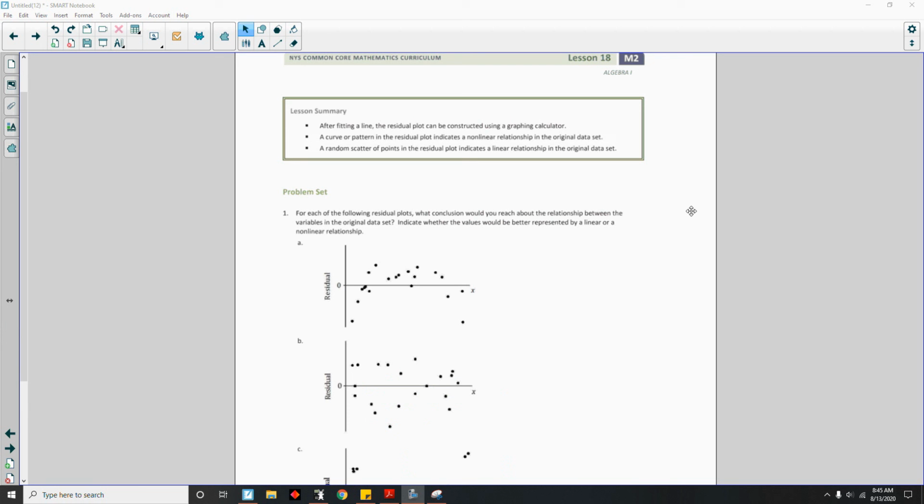Okay, page 5 brings us to the end of lesson 18. Review the lesson summary and go to your problem set.